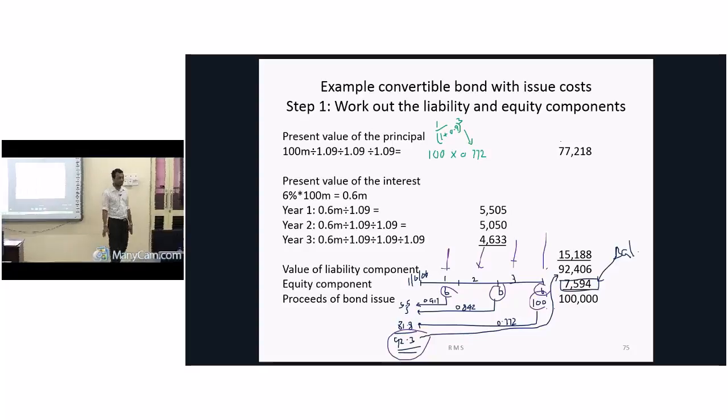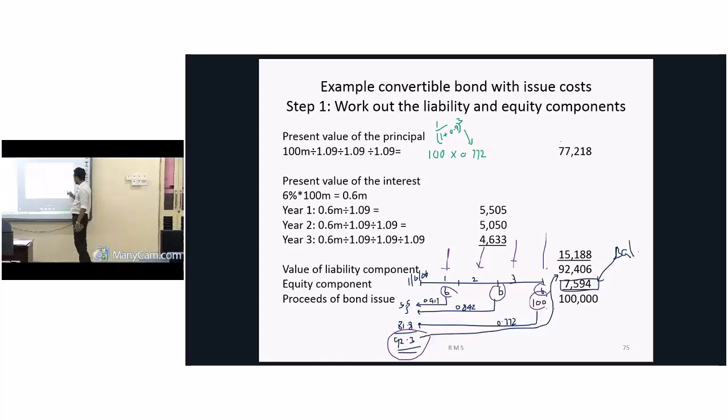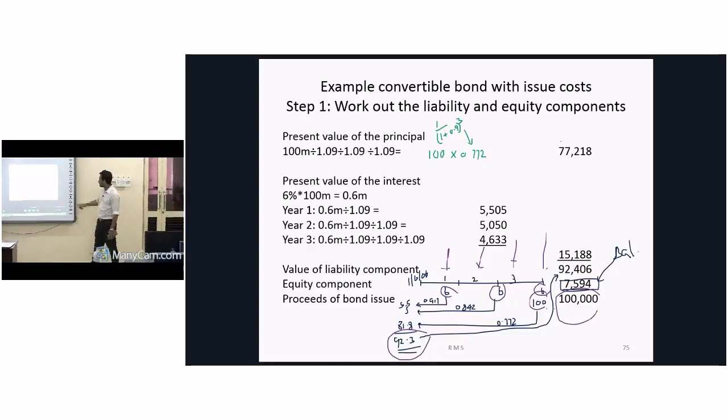Future expected cash flows are discounted at 9%, very simply. So then it will be 92.3. Then the face value of this is 100. 100 minus 92.3 or 92.4, the difference is the balance. What is it? Equity.